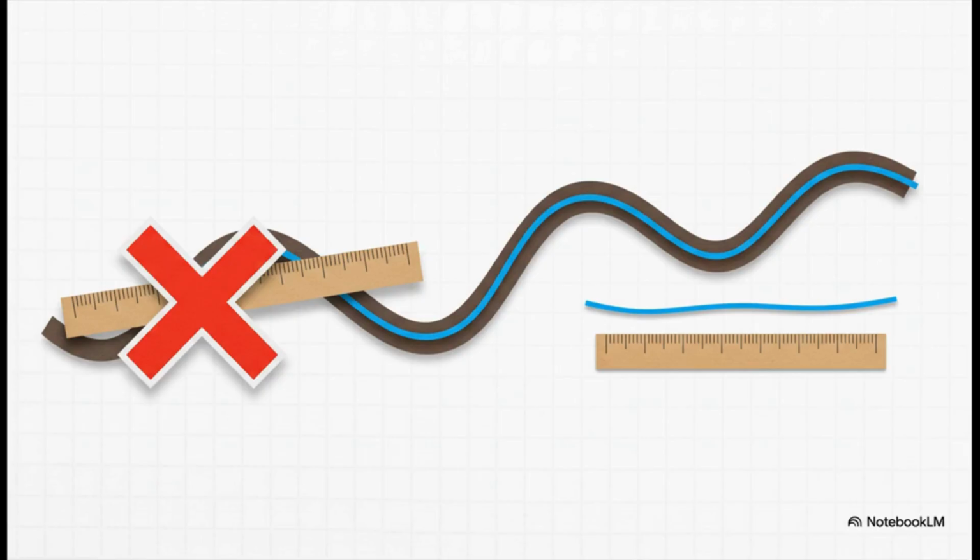You got to get creative. And this is where Inara shines. She just takes a flexible piece of string, traces the wire's curve perfectly, and then measures the straightened out string with a ruler. Brilliant. Problem solved.